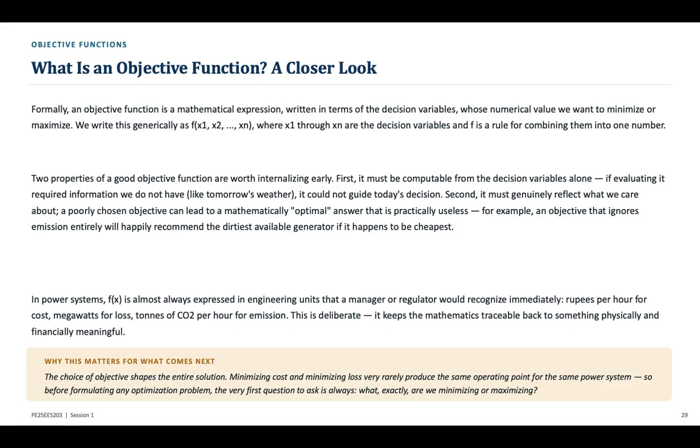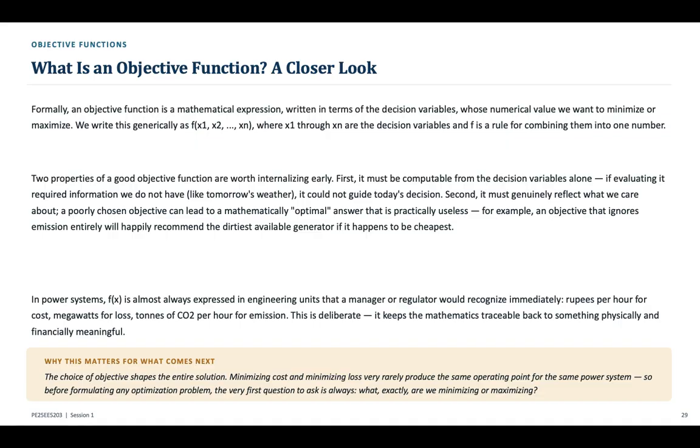So two properties of good objective functions are worth internalizing early. First, it must be computable from the decision variables alone, and if evaluating it required information we do not have, like tomorrow's weather, right? It could not guide us to today's decision.